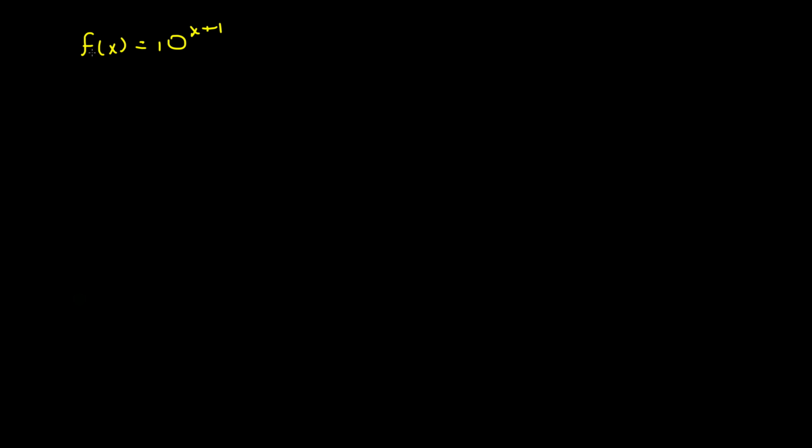First step here is to make my f of x y. So this is y equals 10^x plus 1. Then I do that mirroring across y equals x, so any x is now y and any y is now an x. So this is going to be x equals 10^y plus 1.